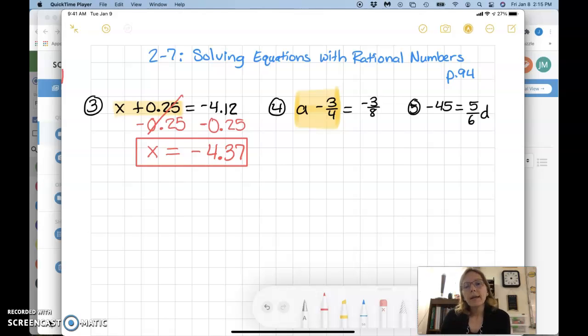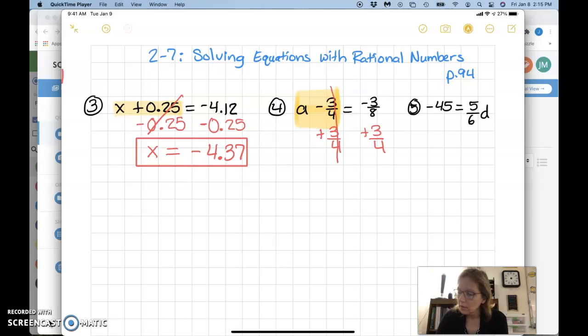So I see again that I have a fraction being subtracted from my variable this time, minus 3/4. So I'm going to do the opposite. I'm going to add 3/4. And whatever I do to one side, I have to do to the other. So on this side, they're going to cancel each other out. And I'm just left with a.